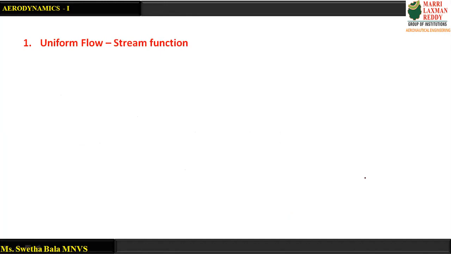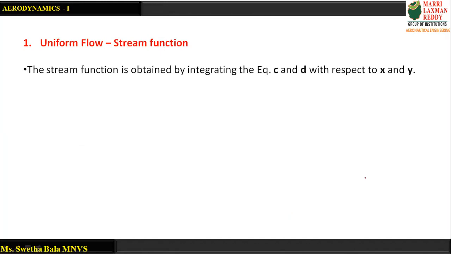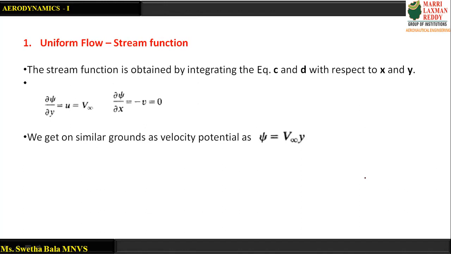The next one, calculating the stream function on similar grounds. We are integrating the equations c and d with respect to x and y. So dou xi by dou y is equal to v infinity and dou xi by dou x is equal to 0. So what am I getting? We are getting xi equal to v infinity y. So we have mathematically modeled the velocity potential and the stream function of the flow using the boundary conditions.